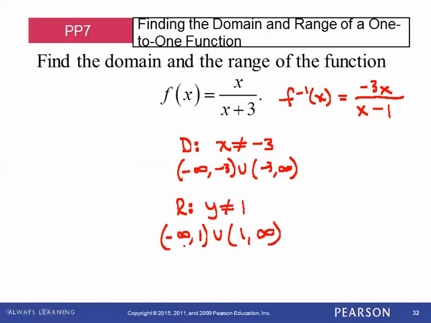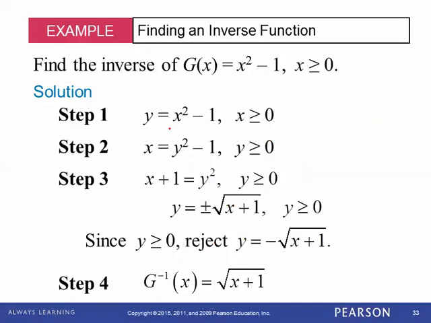So let's go to this here. Again, from your textbook, capital G of x is x squared minus 1. And again, x squared is not going to happen as the inverse function. If I subtract 1 from it, the graph sort of looks like this, right? It's x squared, but the vertex is moved down 1.